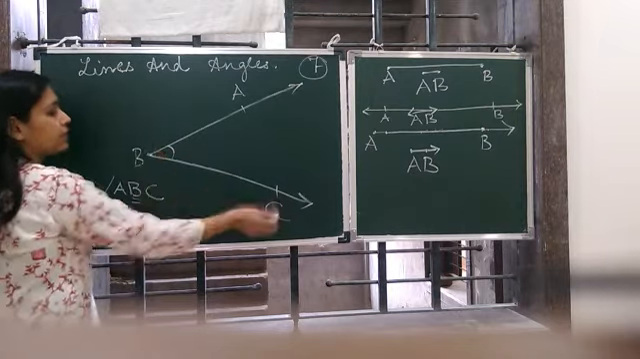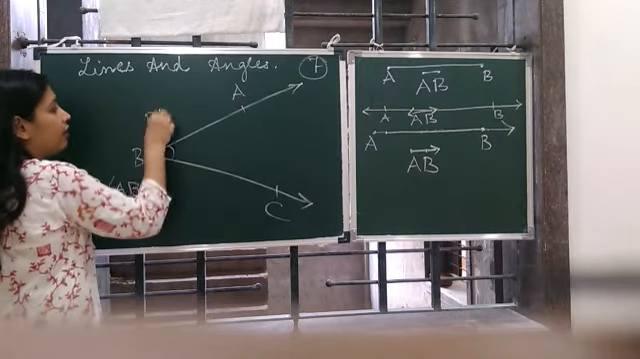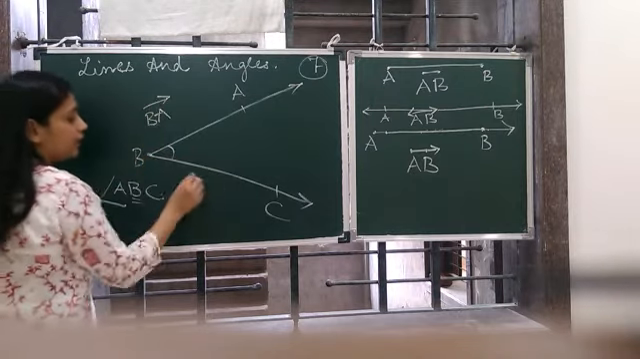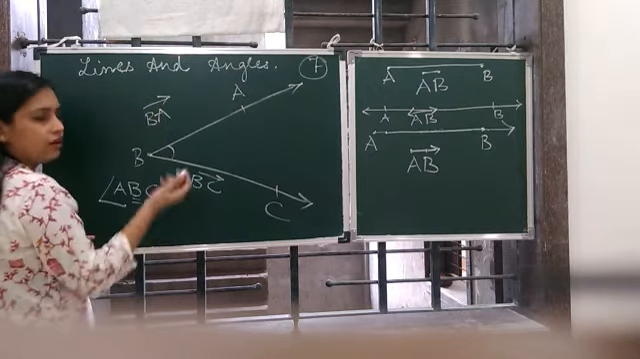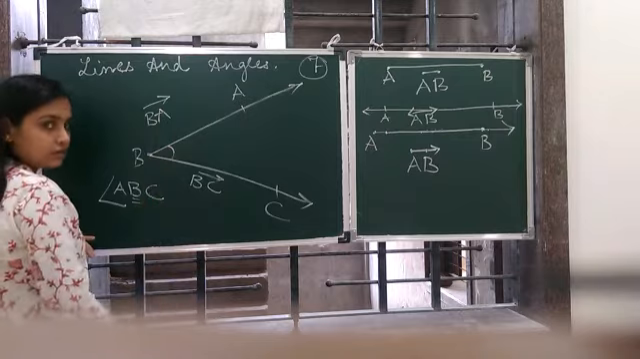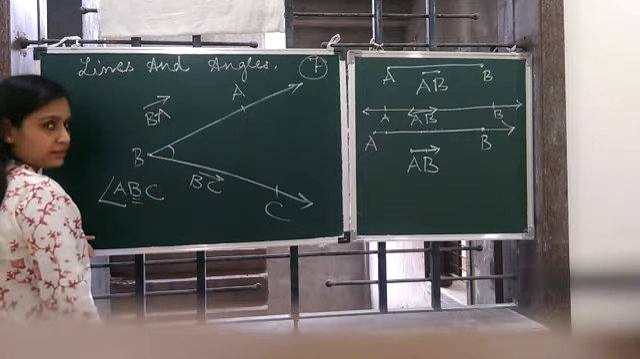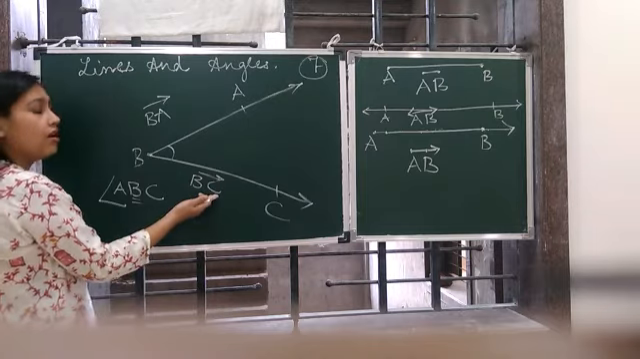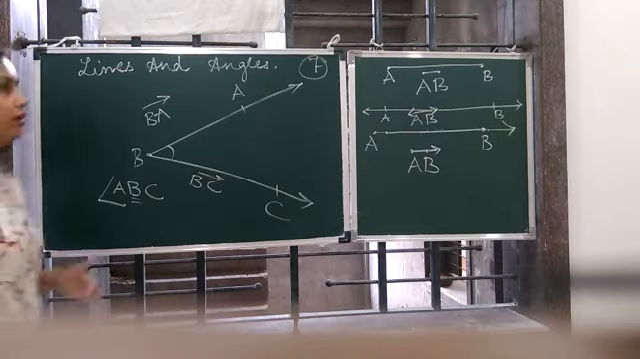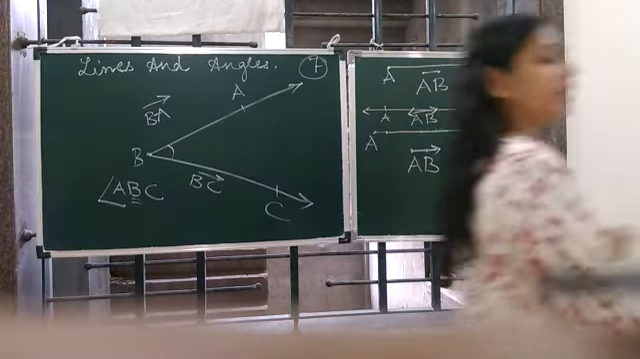These two are known as arms. Arms BA because it's a ray, and BC because it's a ray. And if arrows are not drawn, then you also need to draw the arrows. Clear? When it's a ray, we draw a ray. When it's a line segment, we draw a line segment. Okay, so this is an angle.